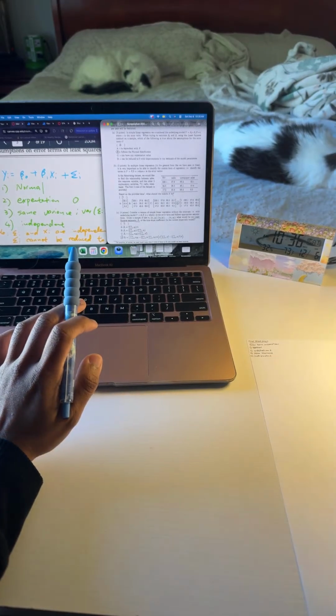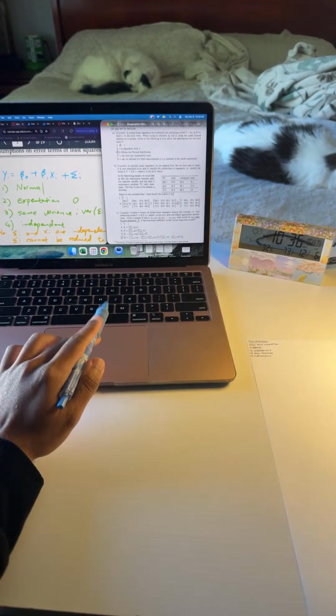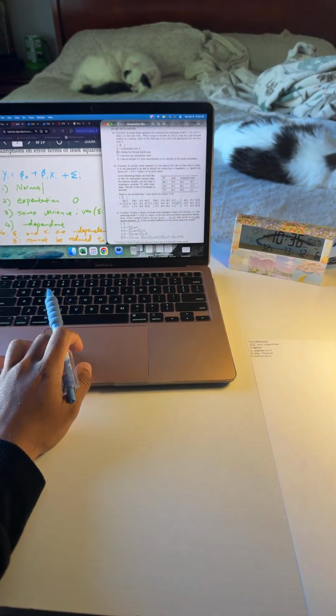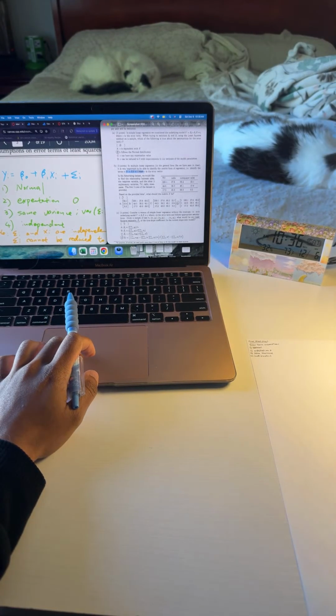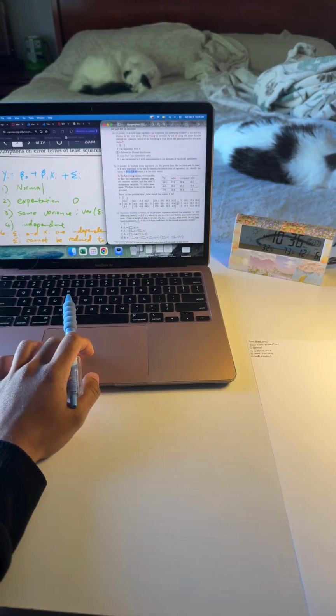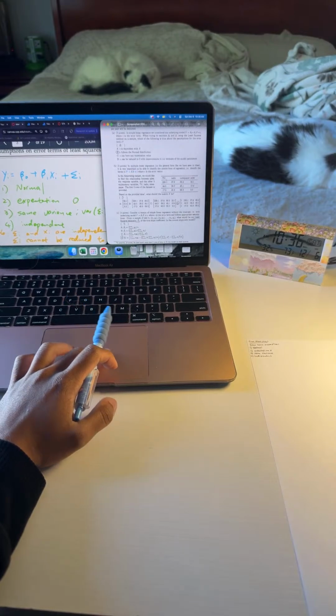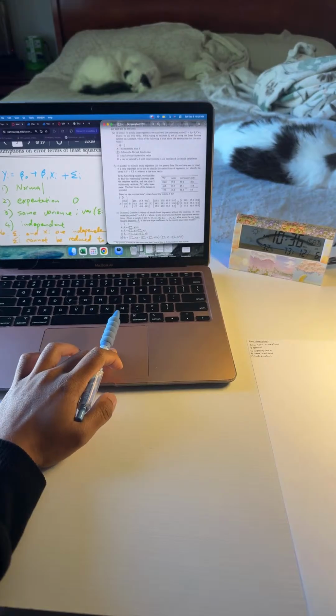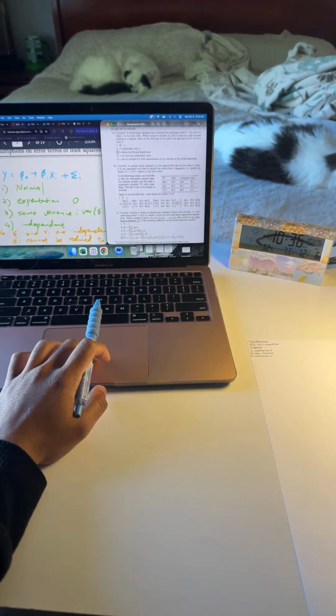Alright, so if it's in this format, y equals X beta plus epsilon, then this is y, this is X. X is this, right? I put D. Oh, no, yeah, 1 has to be the first column.